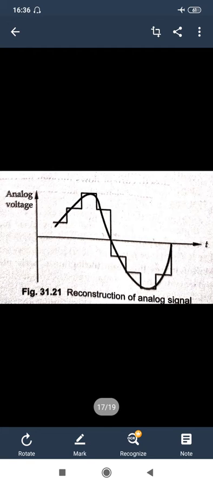According to this, when we categorize them, there are basically two types: weighted resistor DACs and also R-2R ladder techniques for DAC conversion, from digital to analog conversion.